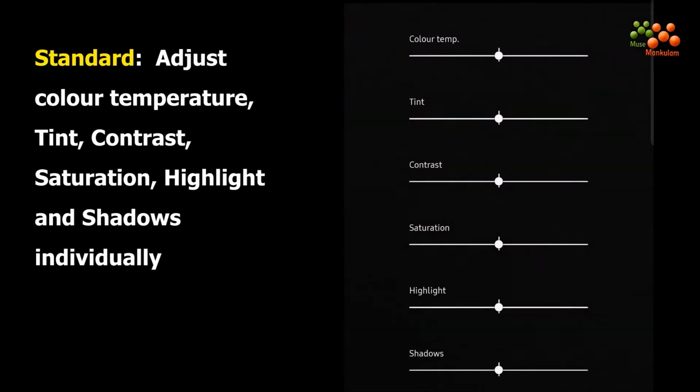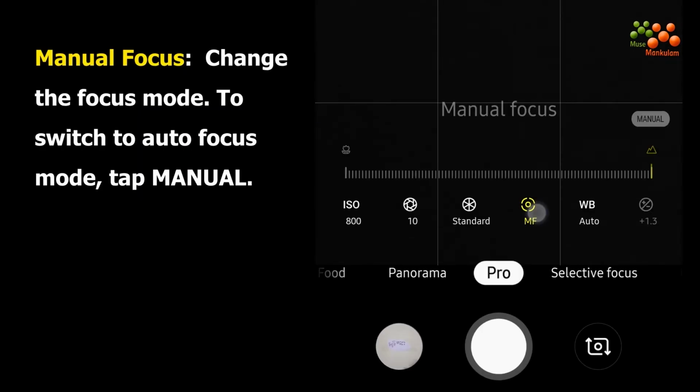Standard option adjusts color temperature, tint, contrast, saturation, highlights and shadows while shooting. Manual focus option is to change focus mode between auto and manual.